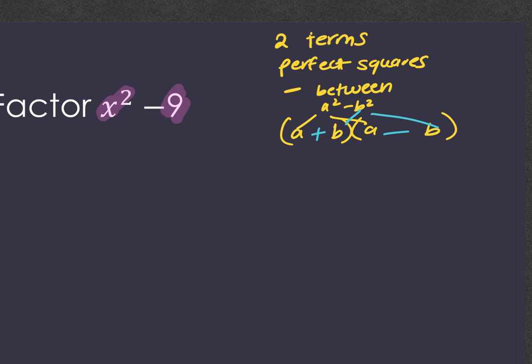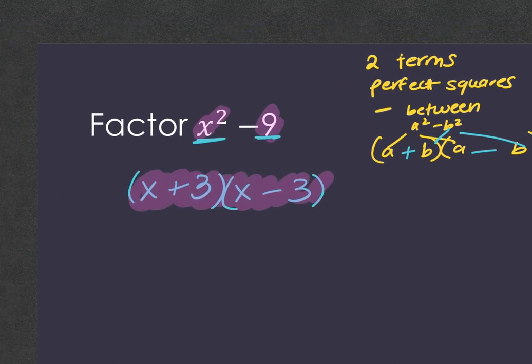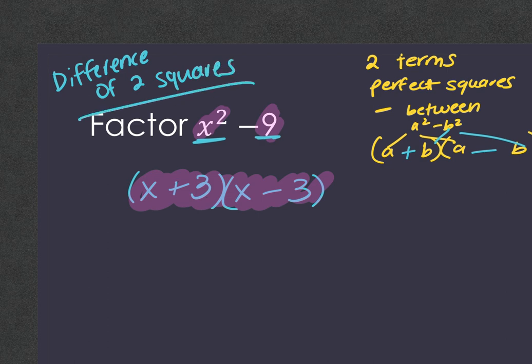So looking at this example, there are two terms. They are both perfect squares, and there's the minus between them. So I'm going to do two parentheses. I square root the first term, which would be x and x. I square root the 9, 3 and 3. One gets a plus and one gets a minus. And again, order there doesn't matter. It could be minus then plus. This is called the difference of two squares. Square root, repeat. One gets a plus, one gets a minus.